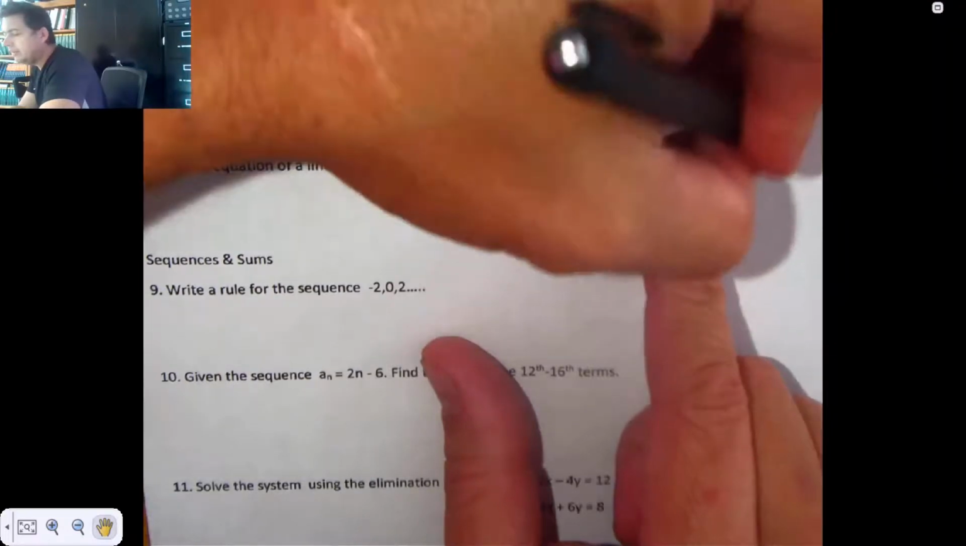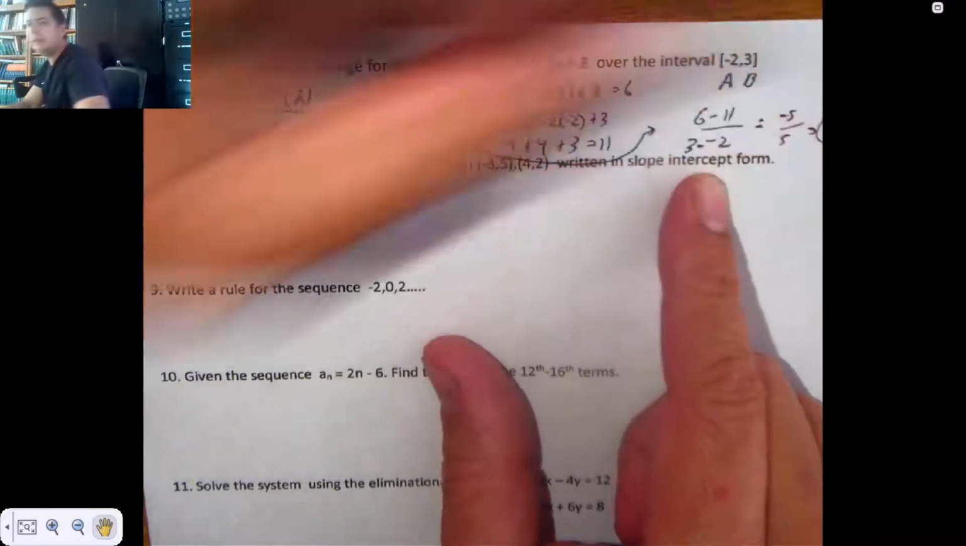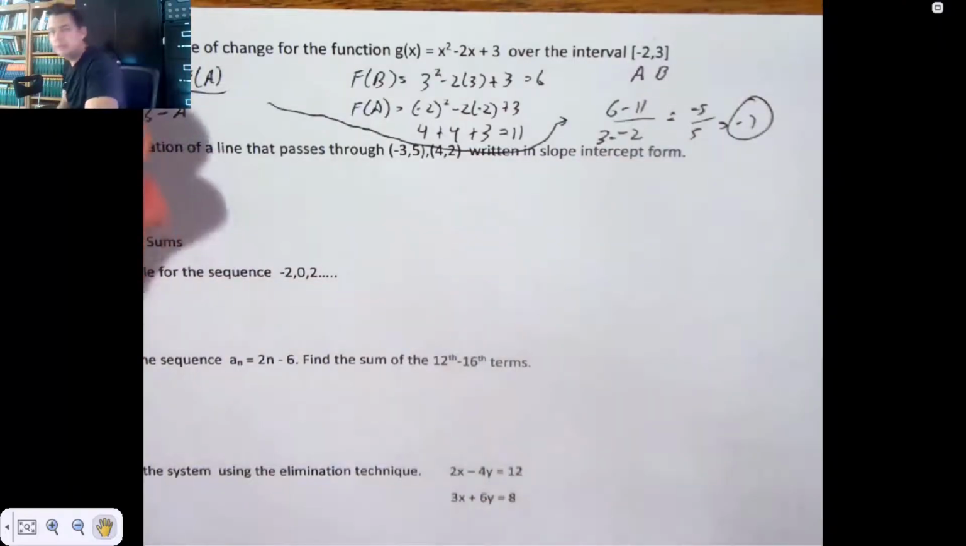6 take away 11 is -5. 3 minus -2 is 5, and I get -1. My average rate of change is -1.